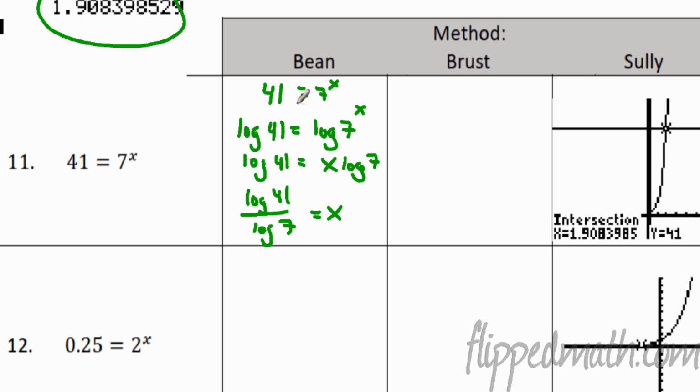You take the log of both sides, but Brust, you know how he's different than Bean. They're different. They're both different. We're talking about same and different. They're different. So what Brust likes to do is he likes to cancel things out.